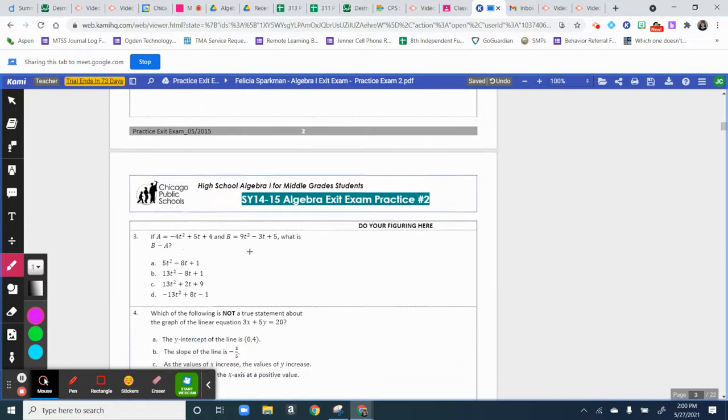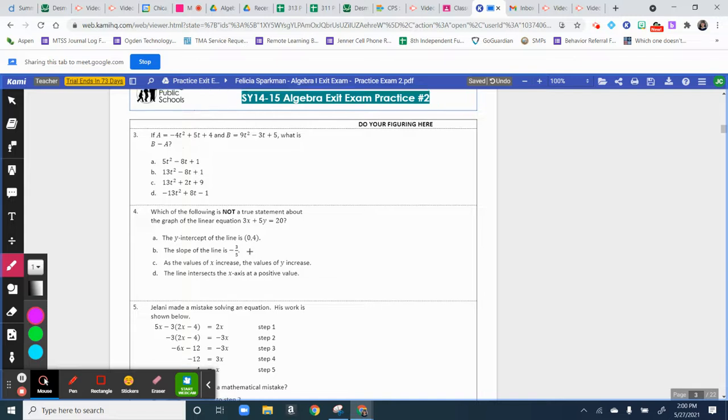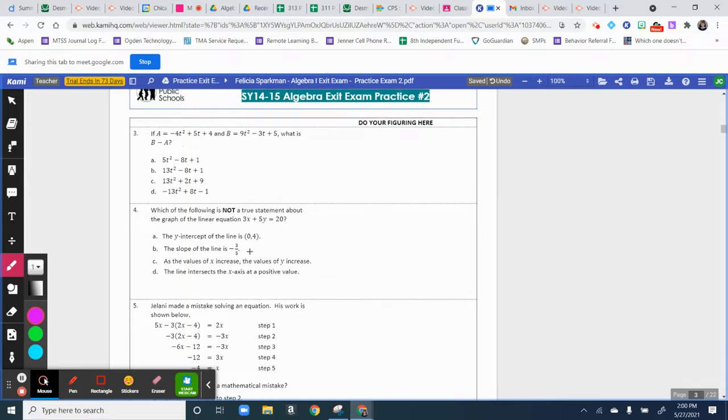Okay. All right, question number 3. If A equals negative 4t squared plus 5t plus 4, and B equals 9t squared minus 3t plus 5, what is B minus A? Okay. You can tell me and I can write it, or you can try and write it. But you have to write it on here so they can see it.